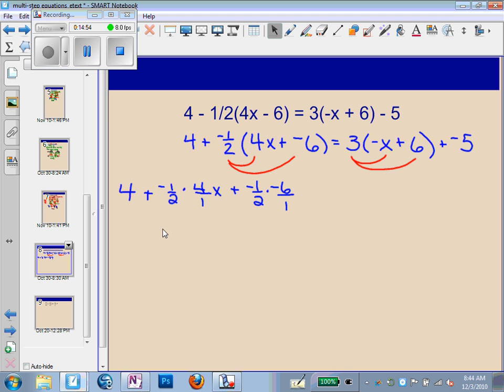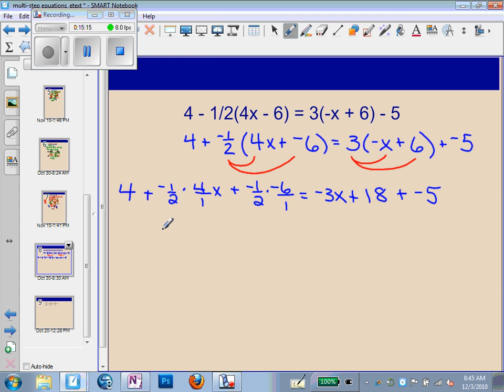Over on my right-hand side, it's a little easier. I have 3 times negative x, which is just negative 3x, and then 3 times 6, which is 18. And remember to put that plus negative 5 at the end. Be really careful not to drop off any numbers. So I'm just warning you of some of the careless mistakes that students will make.